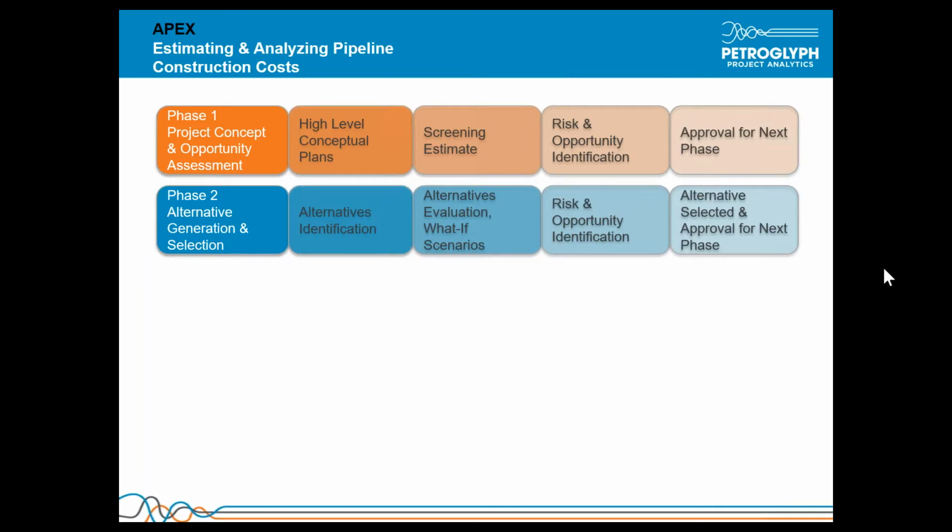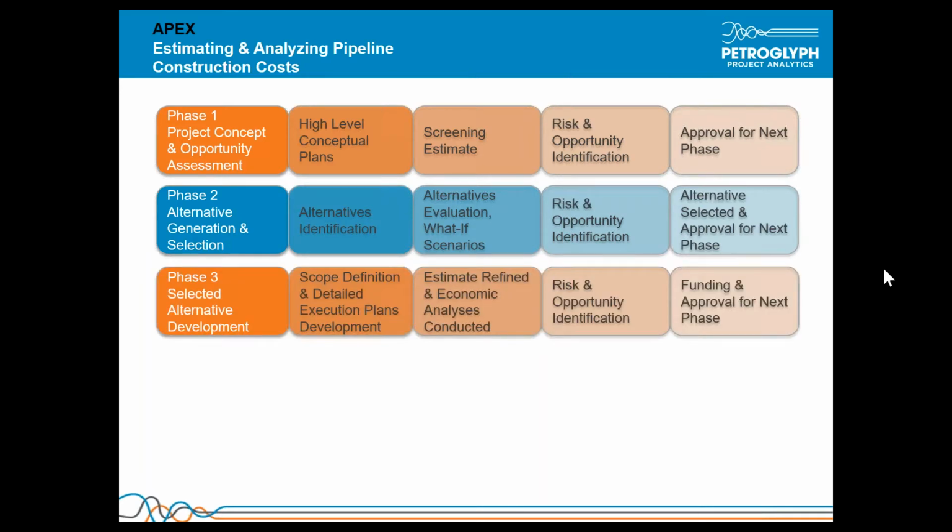So the alternative is selected and you move on to phase 3, which is where you develop the scope and detailed execution plans. You have the estimate refined and the economic analyses conducted.